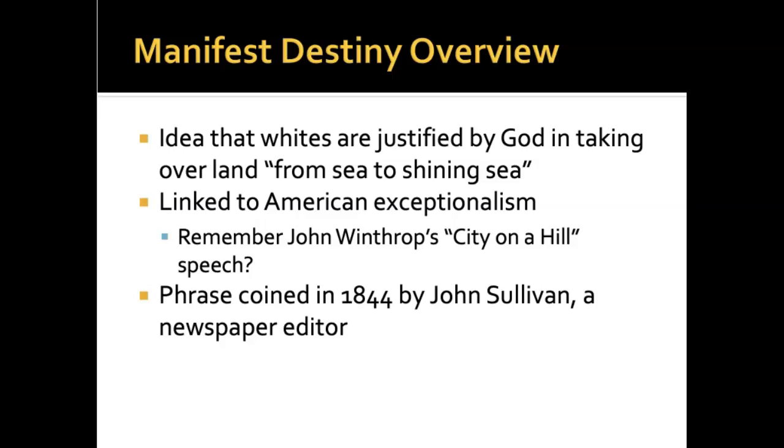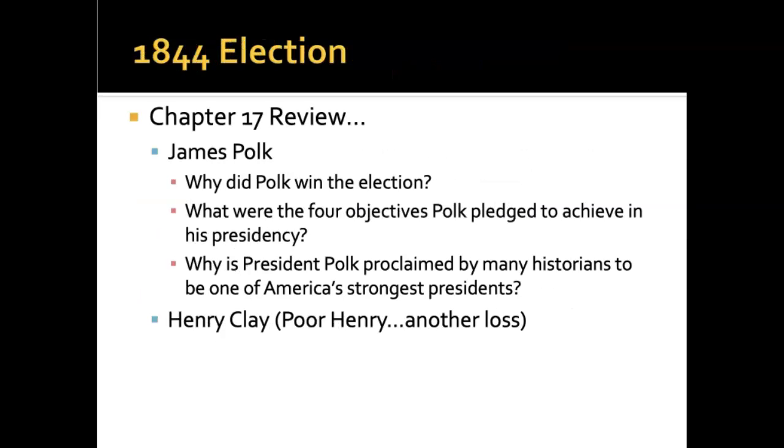It is linked to this idea of American exceptionalism, that we are the chosen people of God to show everyone the way things are done. The speech was given by Mr. John Winthrop, City on a Hill speech. Remember that when we were talking about Massachusetts Bay? I hope you do. If not, it is a good time to go back and review. Okay, so let's continue here.